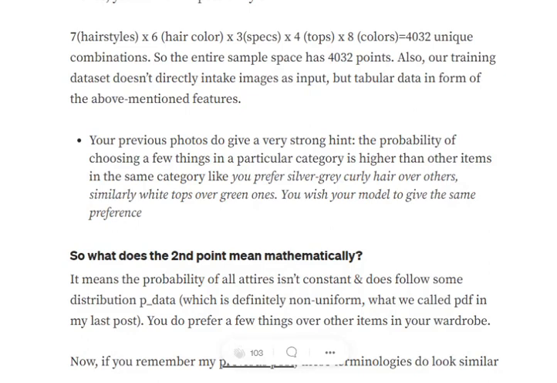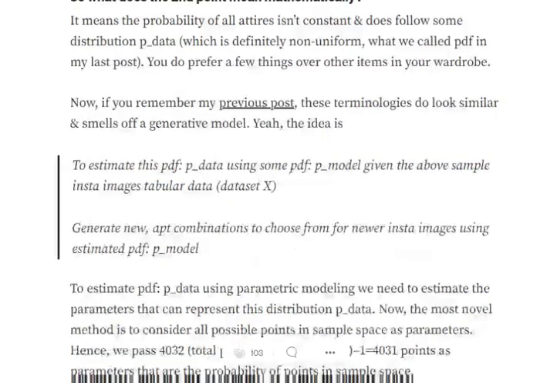Now this second point, mathematically, you having a preference for some items means that the distribution of selection, the probability of selection of all the elements, is not uniform. So clothing your top with green color should have a lower probability as compared to your top with white color, as you say that white tops are preferred over green tops. This makes sense, right? Hence the probability distribution is not uniform. This is one point that we should remember.